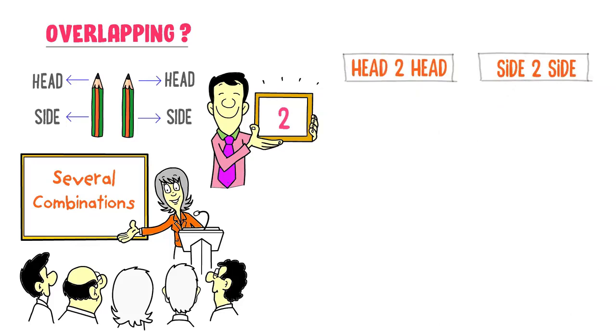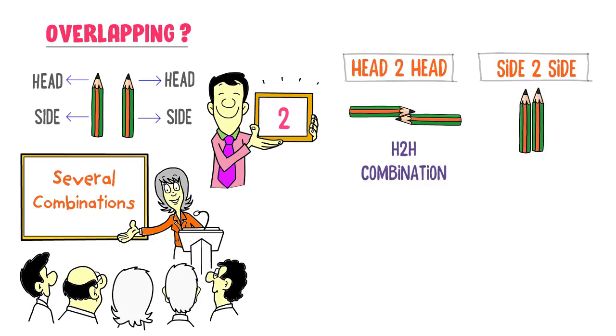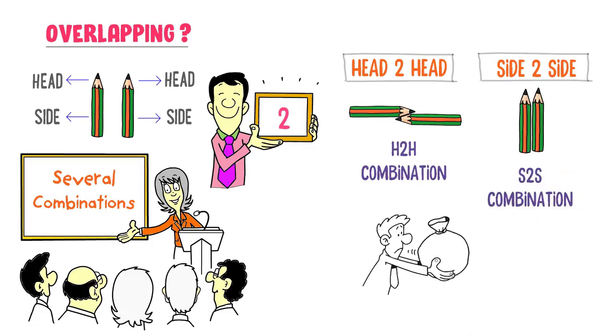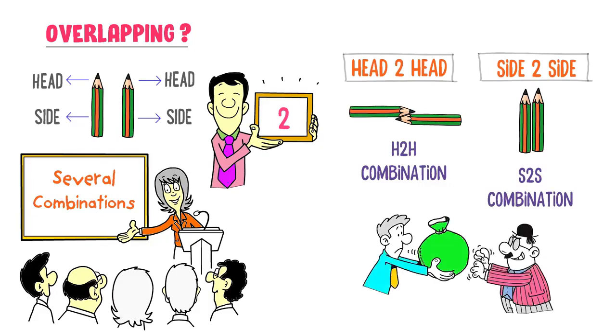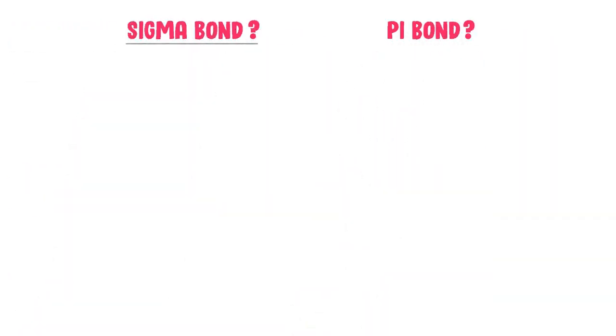For instance, when the head of this pencil is joined with the head of this pencil, it is called head-to-head combination. Secondly, when the side of this pencil is attached to the side of this pencil, it is called side-to-side combination. This is the core concept of sigma and pi bonds. Therefore, note it down. Now, what are sigma bond and pi bond?